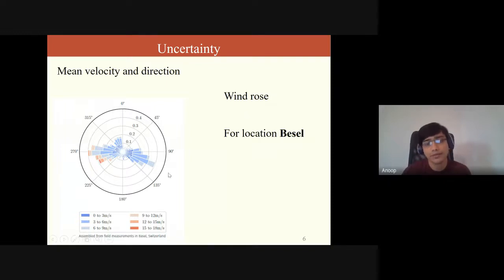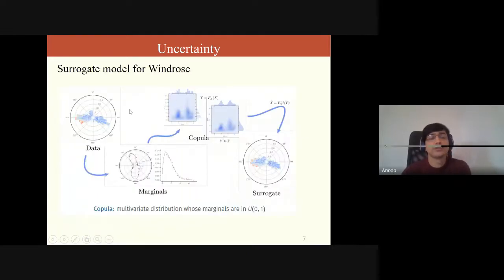And here we have the wind rose for the Basel location in Switzerland at a height of 80 meters for a duration of 10 years. And for this, we use a copula-based multivariate distribution, and we use this surrogate to sample from. So from the data, we create this copula, and we can get correlated samples of the direction as well as the wind velocity from this surrogate.